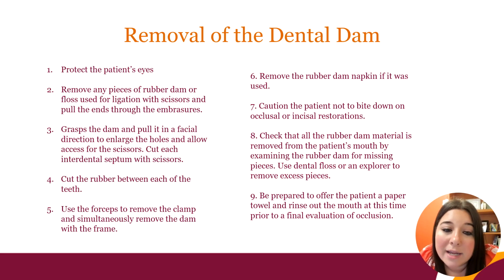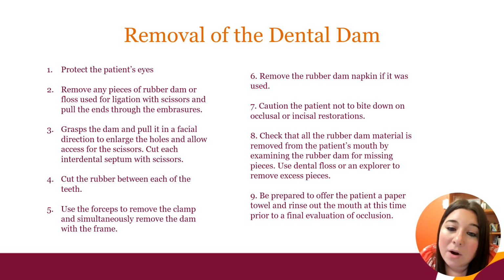You then want to cut each interdental septum with scissors. And we're going to cut the rubber between each of the teeth, use the forceps to remove the clamp and simultaneously remove the dam with the frame. Remove the rubber dam napkin if it was used. Caution the patient not to bite down on occlusal or incisal restorations, especially if the occlusion is not correct yet.